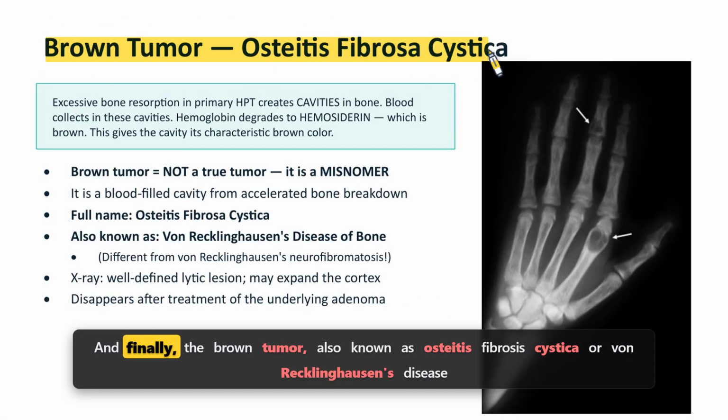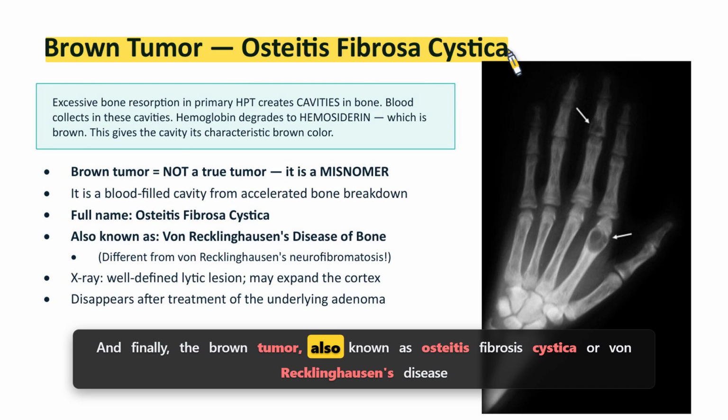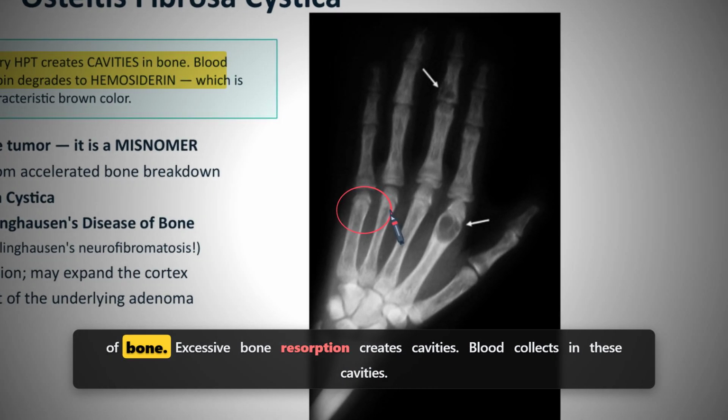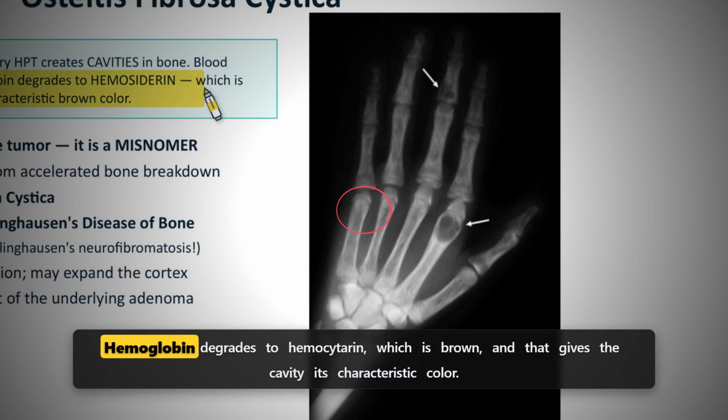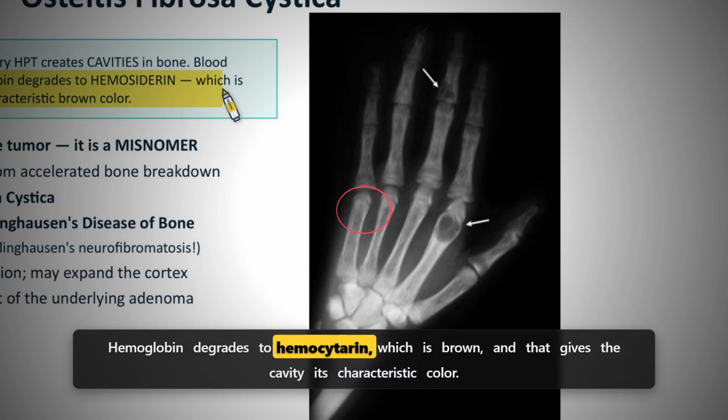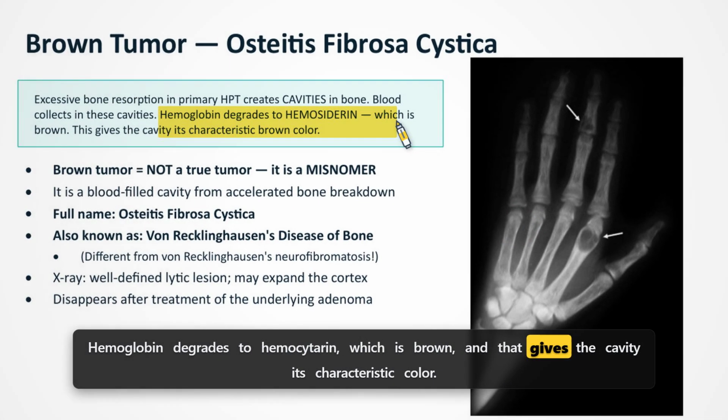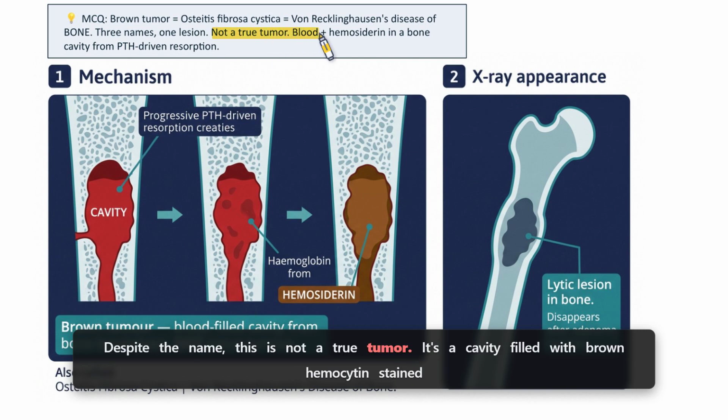HPT. And finally, the brown tumor, also known as osteitis fibrosa cystica, or von Recklinghausen's disease of bone. Excessive bone resorption creates cavities. Blood collects in these cavities. Hemoglobin degrades to hemosiderin, which is brown, and that gives the cavity its characteristic color.